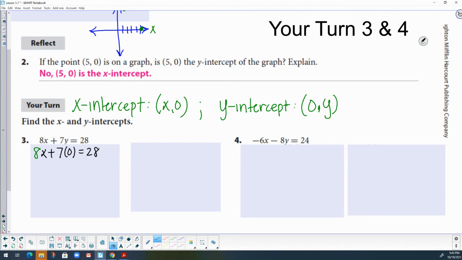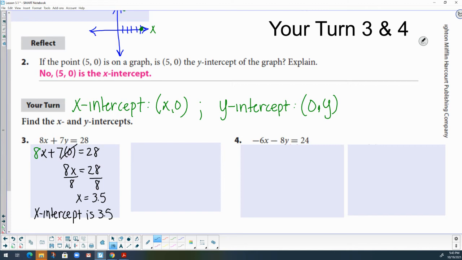So I substituted in 0. So this is now just 0. So 8x is equal to 28. And then I'm going to divide by 8. So x is equal to 3.5. And now my x-intercept is 3.5.